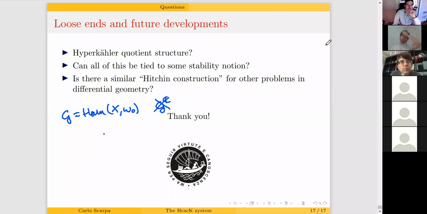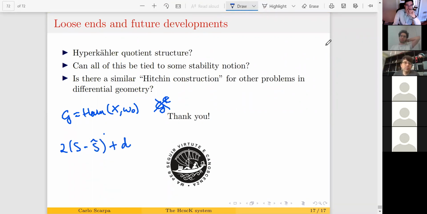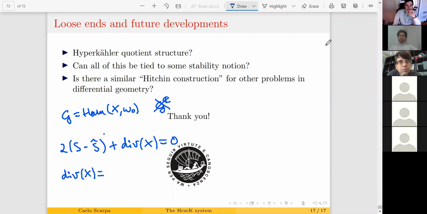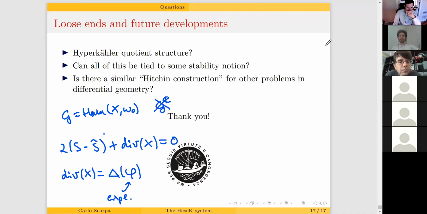This is a good question. Remember, we have this scalar curvature term, S minus S hat, plus the divergence of some vector field. So in the Fano case, or in the canonically polarized case in general, this might become easier if you manage to write the divergence of this vector field as the Laplacian of something. If you manage to solve this equation explicitly for phi, then the Fano case, or in general the canonically polarized case, would become quite a bit simpler. This seems like a silly problem, but it has proven to be more difficult than I thought. I haven't been able to do so yet.